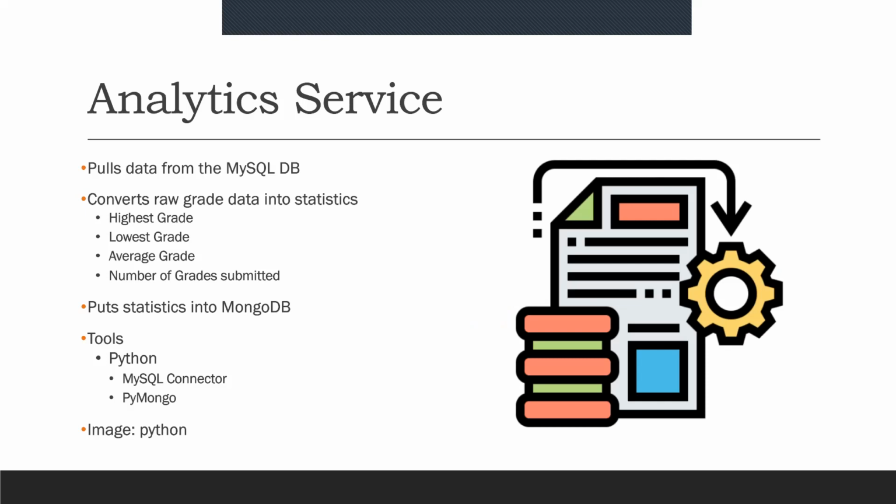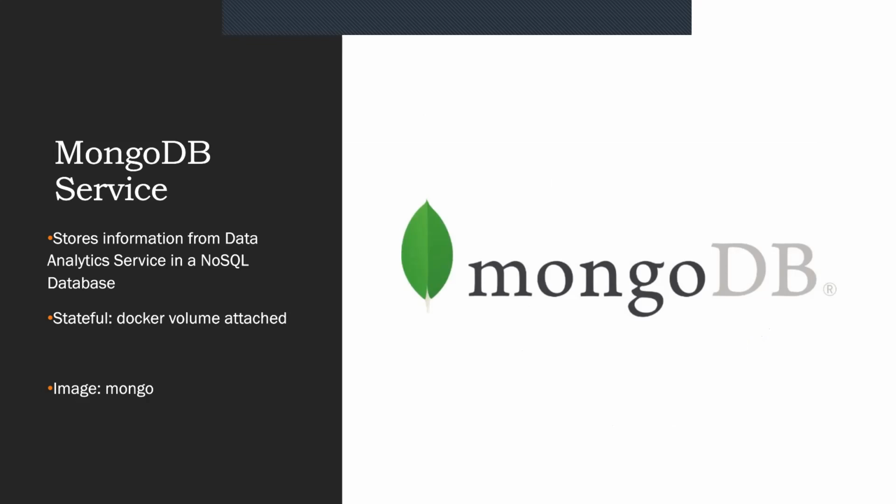So for the analytics service, it directly connects to the database to pull data from it, and it'll calculate statistics such as the highest grade, lowest grade, the average grade, and the number of grades submitted. After processing this, it'll connect to the MongoDB database to store the data in a collection. This Python script will run every 30 seconds to keep the data up to date. For this, I just use Python, the MySQL connector package, and the PyMongo package. This service uses the Python image.